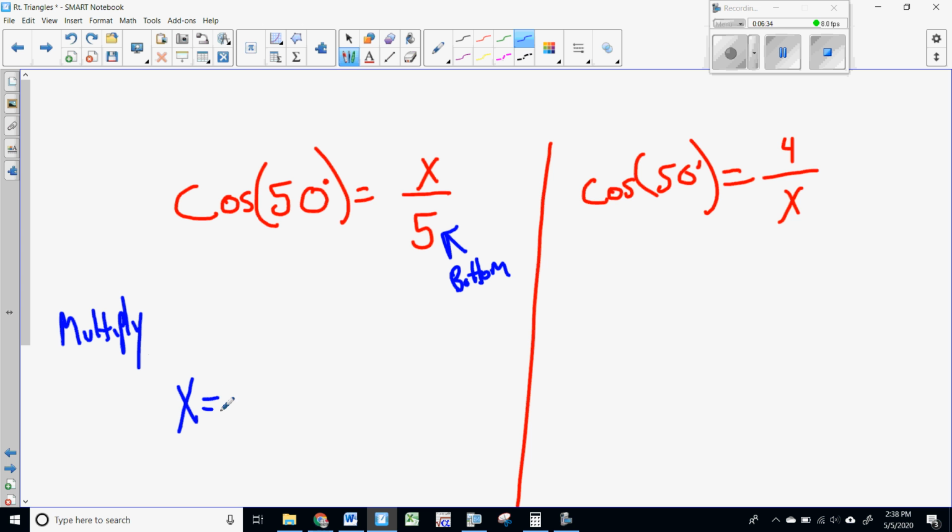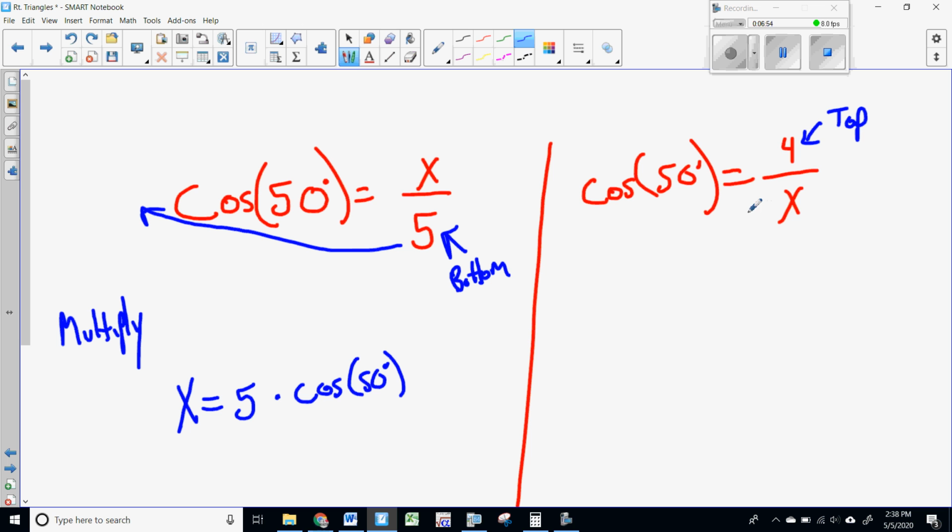And x is just going to be, you take this 5 up to there, and we get 5 times cosine of 50. So if your variable's on the top and the number's on the bottom, you just multiply. If your number is on the top and the variable's on the bottom, you just switch these two things. X equals 4 over cosine of 50. This is a quick and easy way to do it. Then you can type those into your calculator.